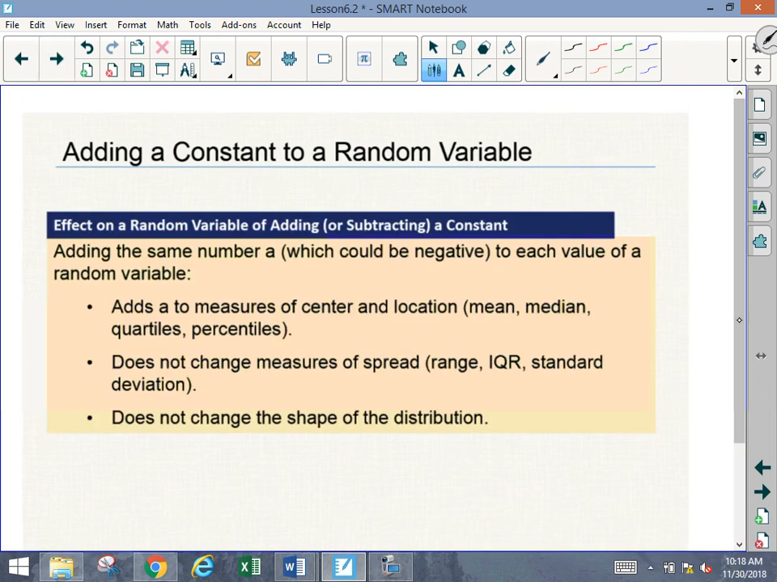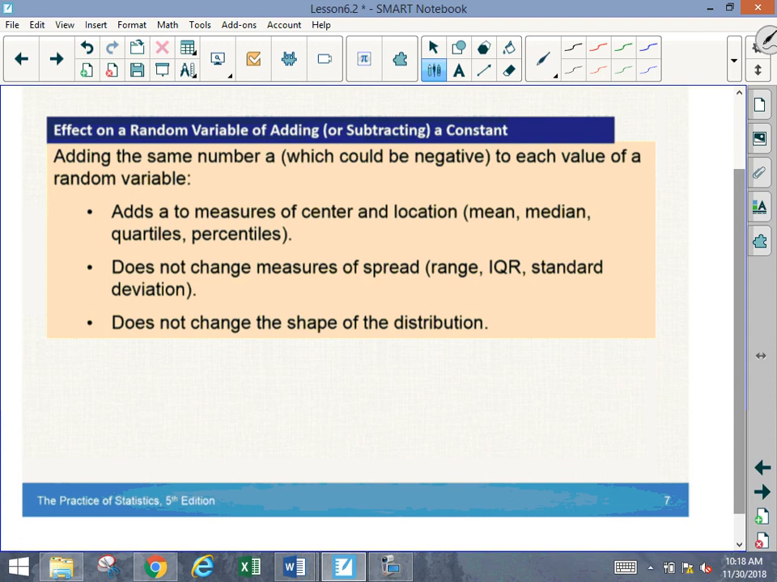So the same rule applies here with adding. It's not super different from the rule that we're using.